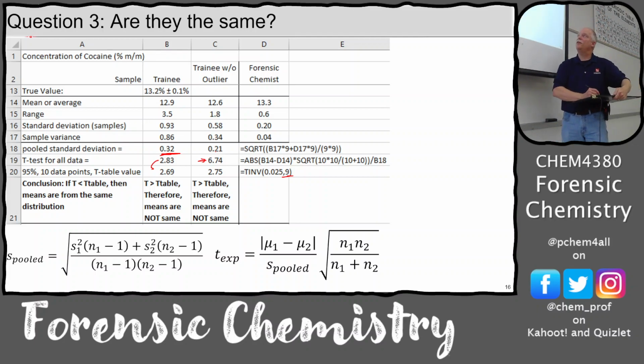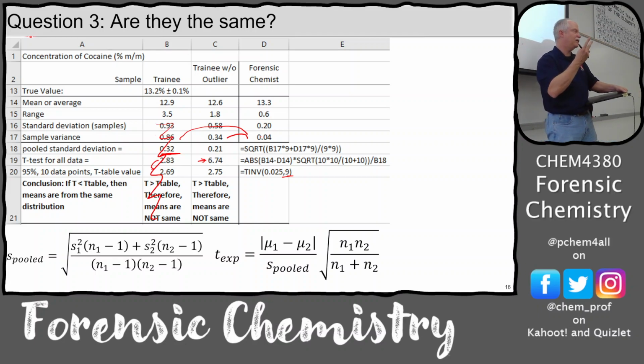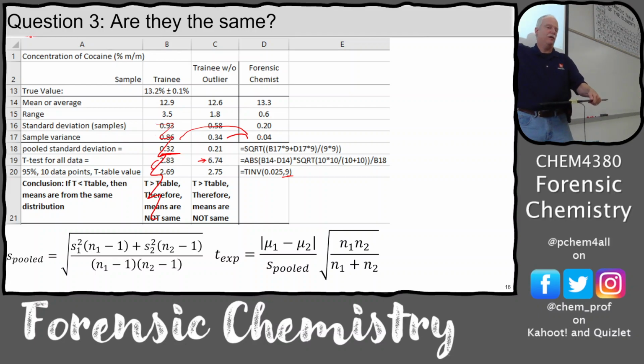Notice we have 3 columns of data, but we compared this column to that column and this column to that column. So we're only going to have 2 results. If we threw this column out, we would only have 1 comparison. So if we threw this one out, then we would just have the trainee without the outlier and the forensic chemist. And so whenever you're doing the t-test for equal means, you're just comparing this person to that person. You only have 1 comparison. So we wouldn't have anything to put under this column here.